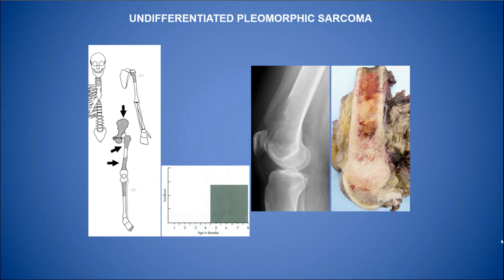And here we have another example where we have a tumor that has very ill-defined margins, but it definitely has destroyed the anterior cortex and invaded into the soft tissue. This is not necessarily the same case, but the gross specimen of a resection of a distal femur undifferentiated pleomorphic sarcoma, where the tumor has this very fleshy tan yellow appearance with areas of necrosis and hemorrhage. This is a tumor that is more commonly seen in patients older than 40, but we have seen it at an earlier age.